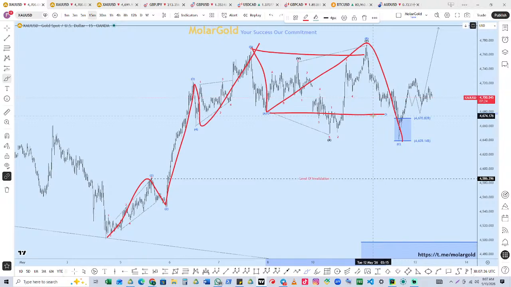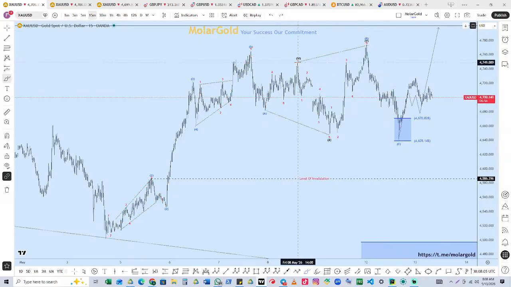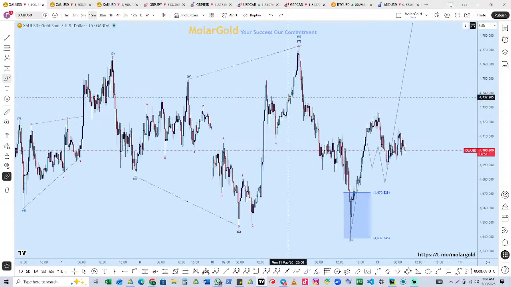Let me break down the expanded flat for you to understand. What is an expanded flat and what does it really do? What's the essence of the expanded flat? The expanded flat is one of the most dangerous patterns of the Elliott wave. Very, very powerful.